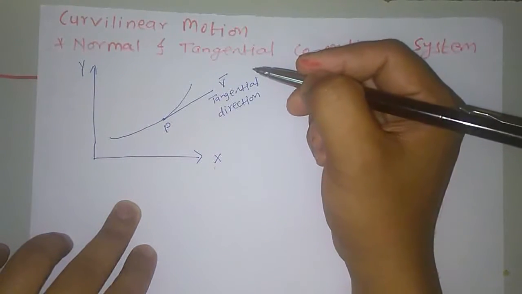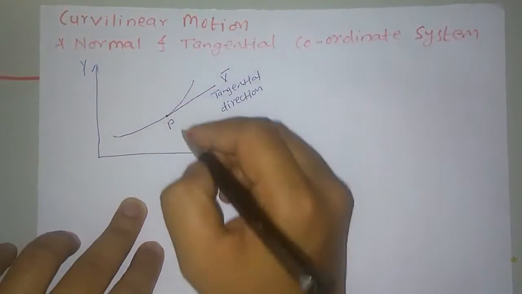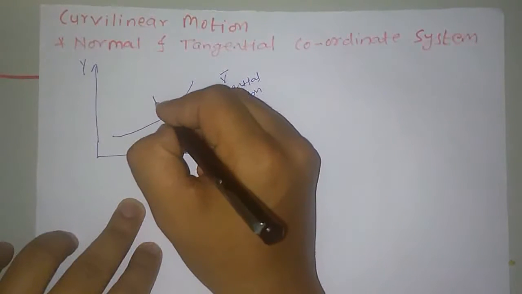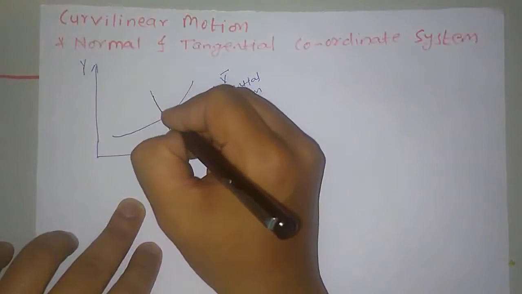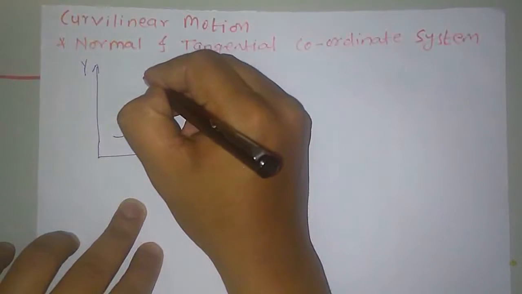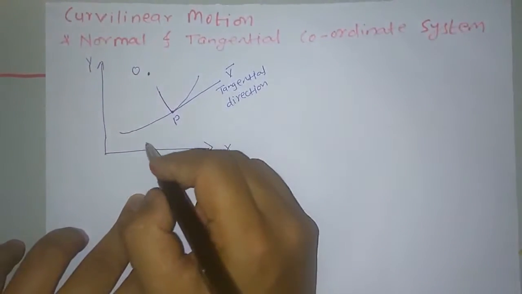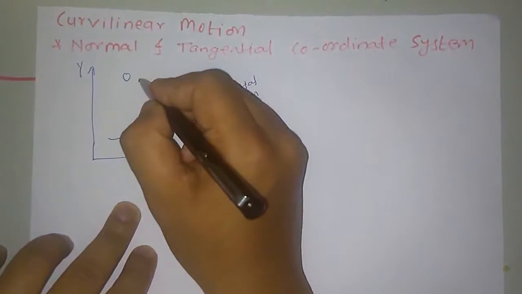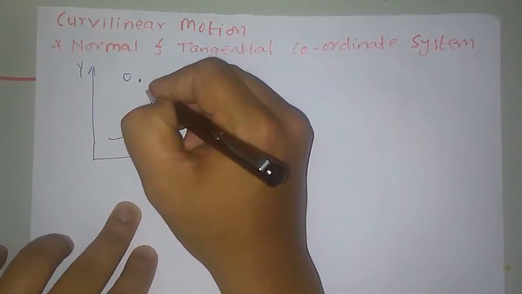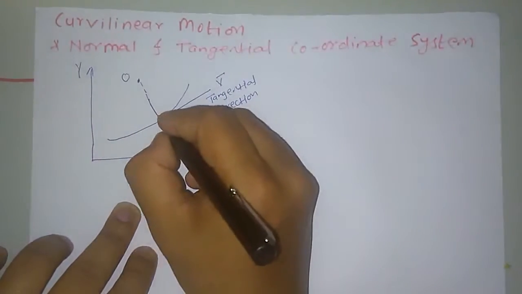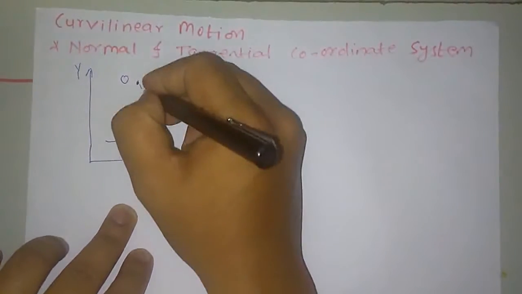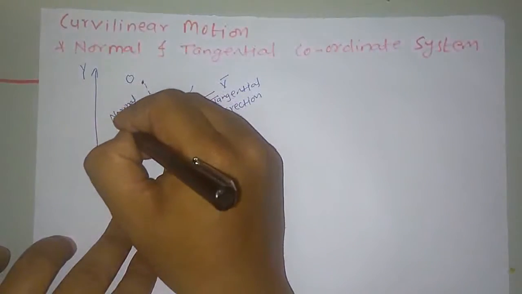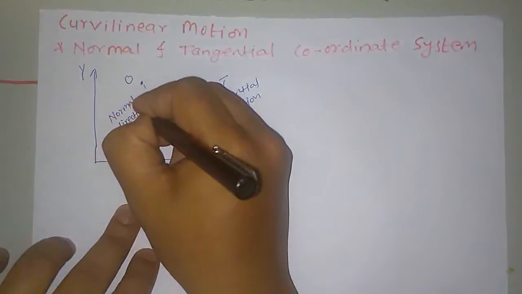Now the direction which is perpendicular to the velocity vector and is approaching towards the center of curvature. Suppose this is the center of curvature O, the center of curvature of this curve. So this is the curvature and the center is this one. So it is moving towards the center of curvature and perpendicular to the velocity vector. This direction we call the normal direction.